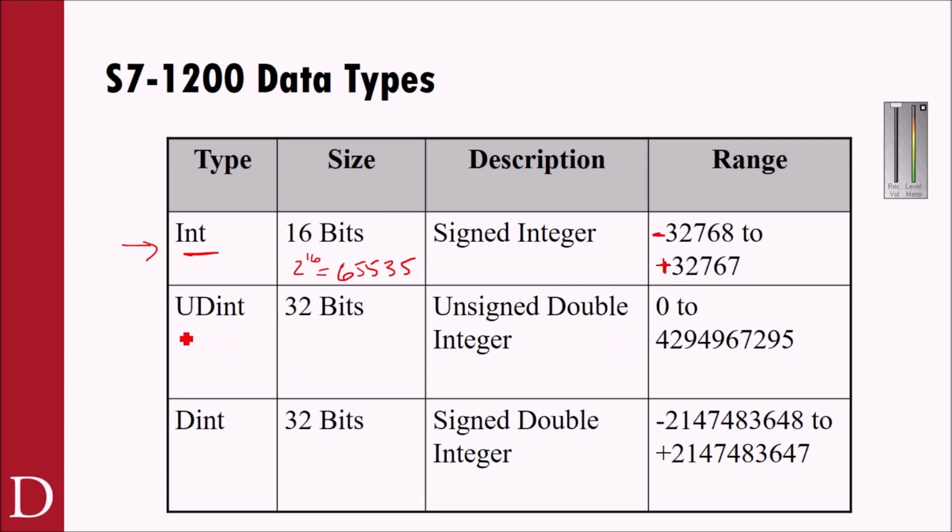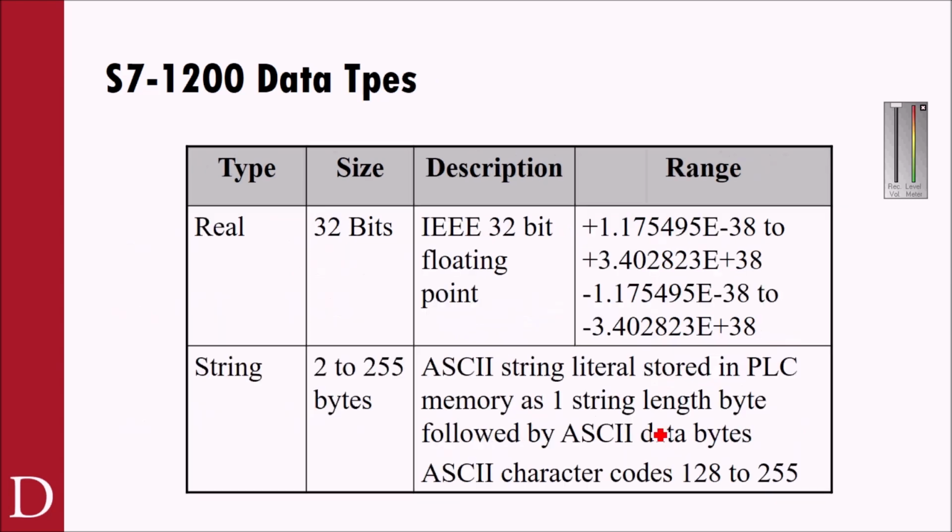You're going to see a lot more in the world of Siemens because we do deal with 32 bits regularly. You're going to see the unsigned double integer and the signed double integer. I'm not going to expect you to remember this number, but if you do 2 to the 32, you're going to end up with a really big number of about 4.3 billion. As an unsigned double integer, it's going to go 0 to 4.29 billion. As a signed double integer, you get negative 2.14 billion to positive 2.14 billion. So a lot of different combinations.